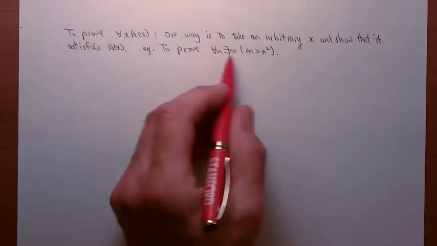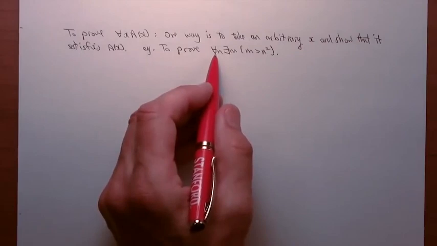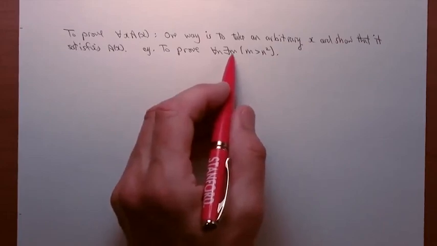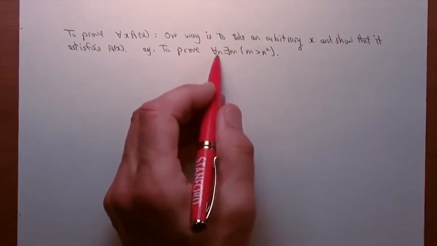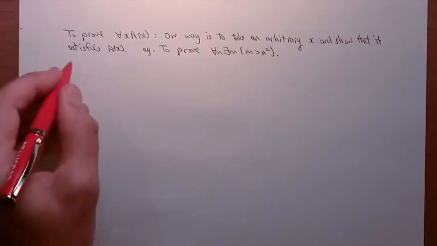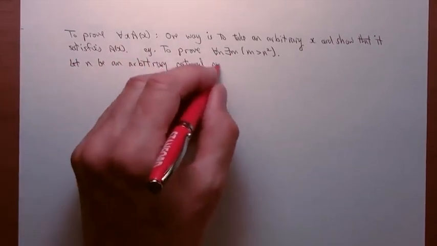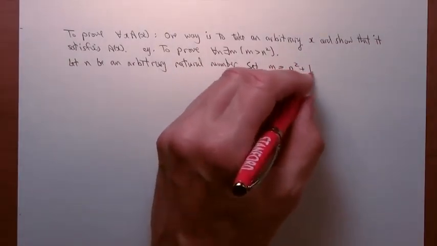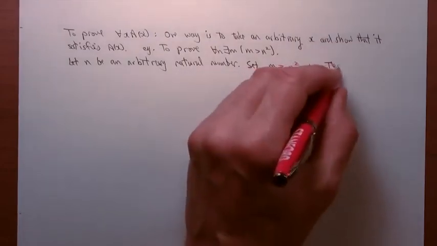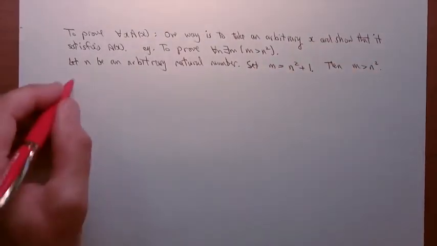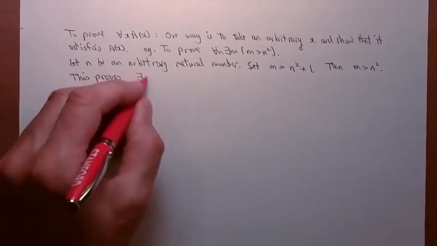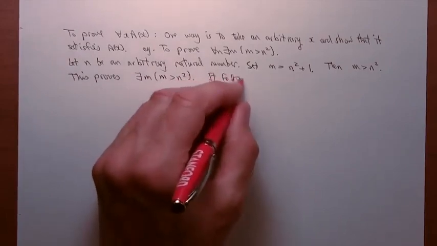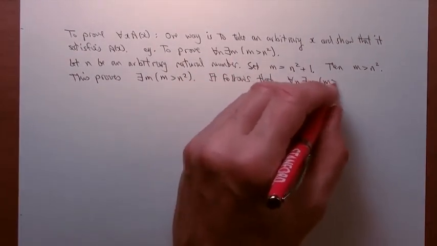Well, this is a pretty trivial example, but I want to focus on the method that you would use to handle the two quantifiers in a statement like this, where in particular the first quantifier is a universal quantifier. Let n be an arbitrary natural number. Set m equal to n squared plus 1. Then m is bigger than n squared. And this proves the statement, there is an m bigger than n squared. And it follows that the statement for all n there is an m bigger than n squared is true.